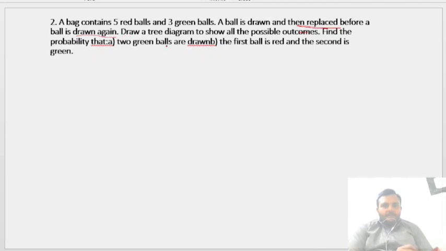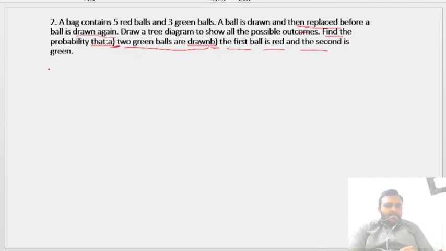Draw a tree diagram to show all the possible outcomes. Students, a tree diagram is not difficult; when you solve the question, it's easy for you to find. Now we have to find the probability. This is the A part: 2 green balls are drawn. This is the B part: the first ball is red and the second is green.